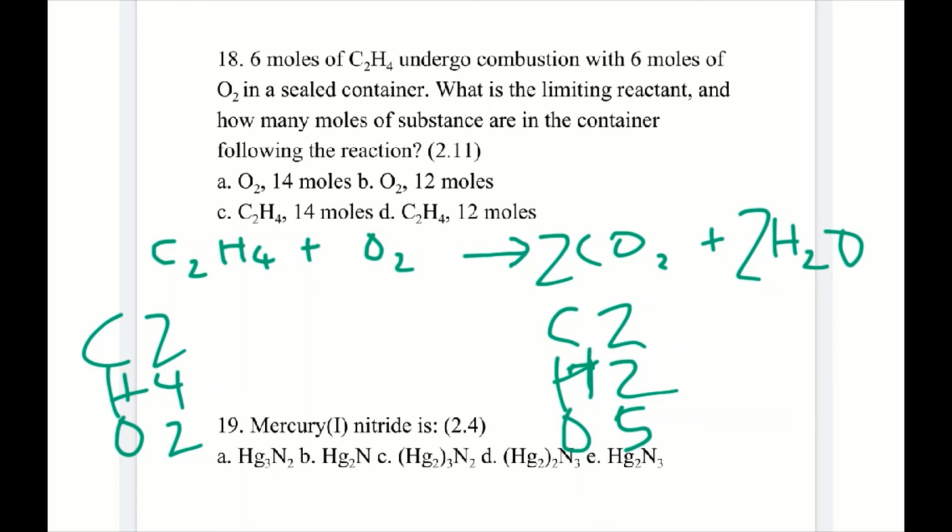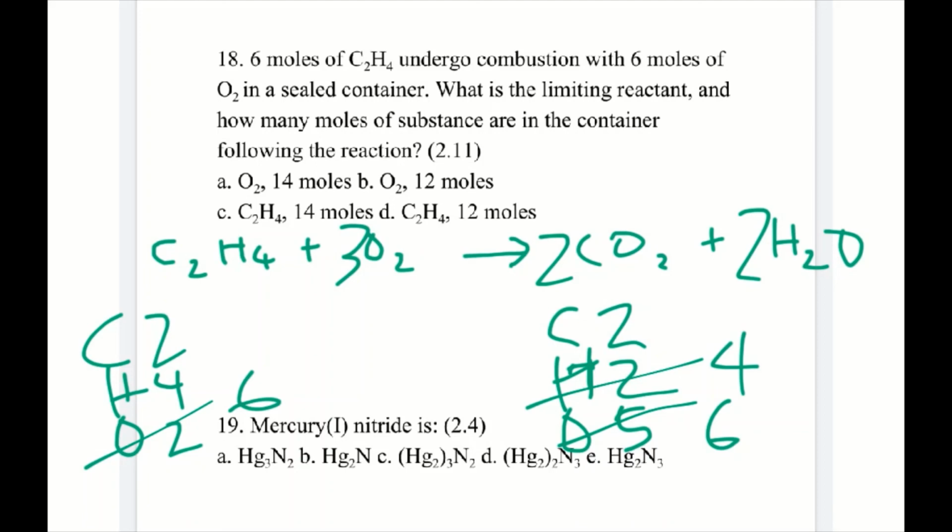And if I put a 2 there, then we will have 6 oxygens in total and 4 hydrogens in total. Now we have to balance the oxygens, so I'll just put a 3, and that will become 6, and our reaction is balanced. So let's see, what is our limiting reactant?